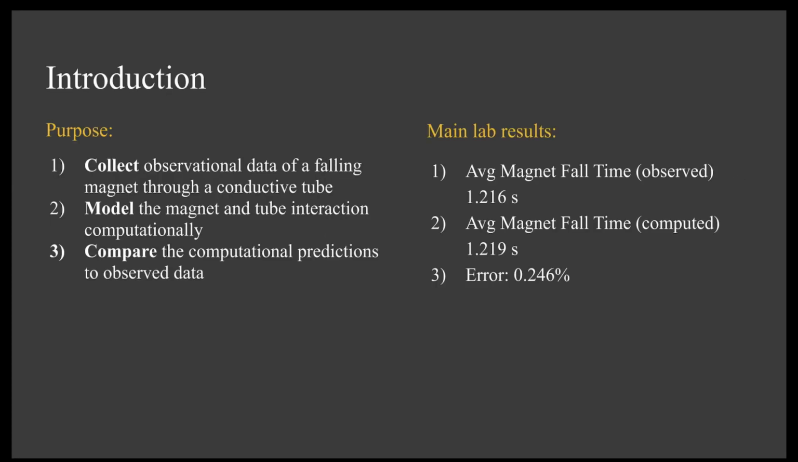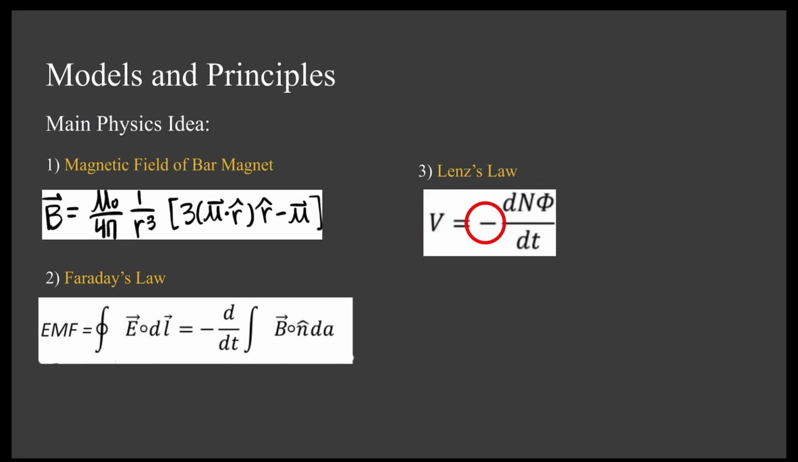The purpose of today's video is to collect observational data of a falling magnet through a conductive tube, model the magnet and tube interactions computationally through GlowScript, and compare the computational predictions to observed data. The main lab results we'll see by the end of this video: the average magnet fall time observed is 1.216 seconds, the average magnet fall time computed is 1.219 seconds, and the error is 0.246%.